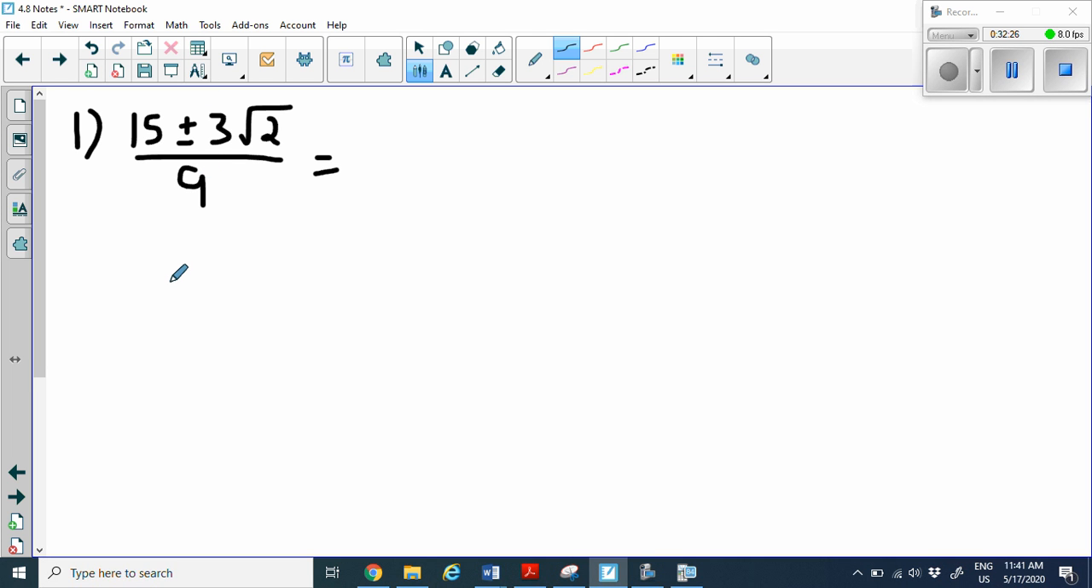Is there a number that can go into all three? A number other than 1? Well, there is. 3 can go into 15, 3, and 9. So let's go ahead and divide each of these numbers by that.